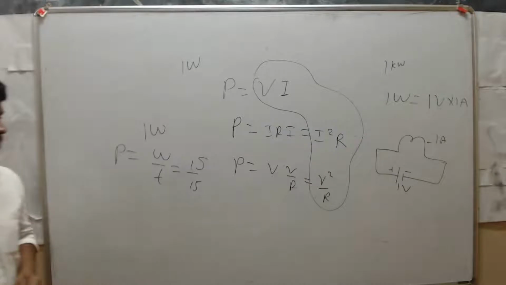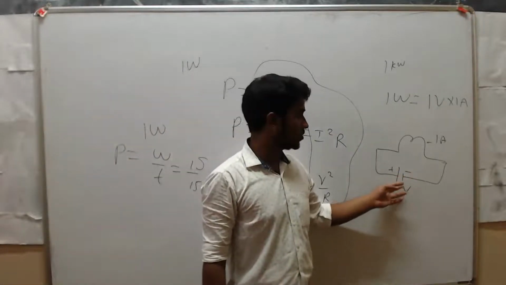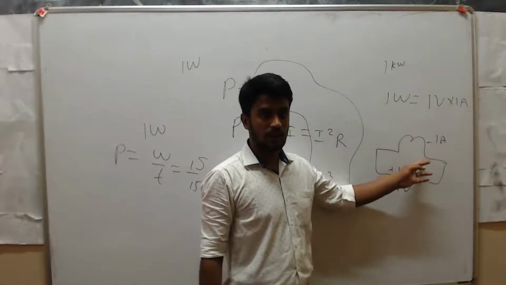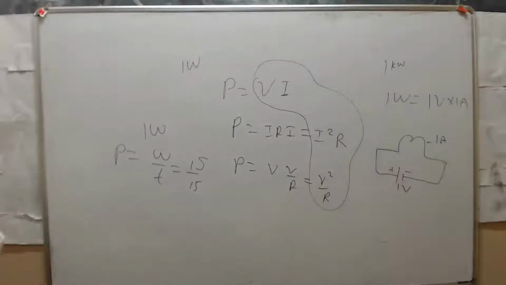Yes, if the voltage across the conductor is 1 volt and the current through that conductor is 1 ampere, then we can say that the power consumed by the conductor is 1 watt. So here the SI unit of electric power is watt. It is the power consumed by a device that carries 1 ampere of current when operated at a potential difference of 1 volt. Thus, 1 watt equals 1 volt into 1 ampere.